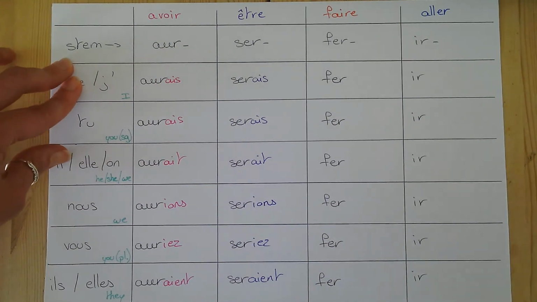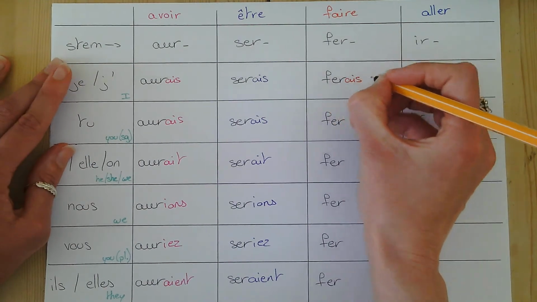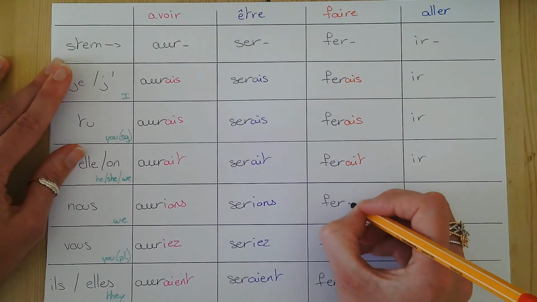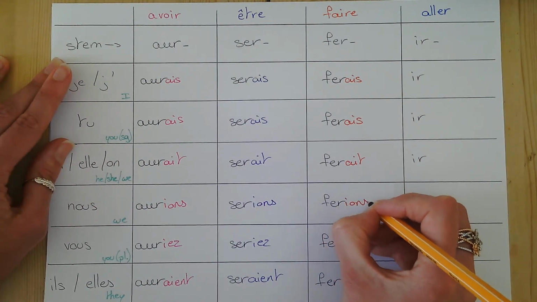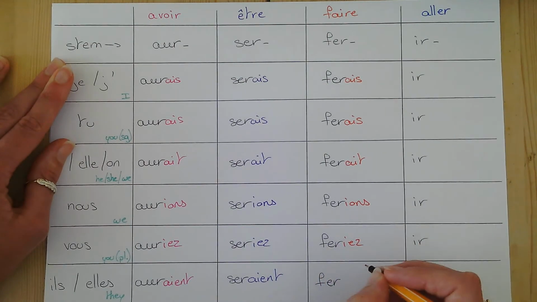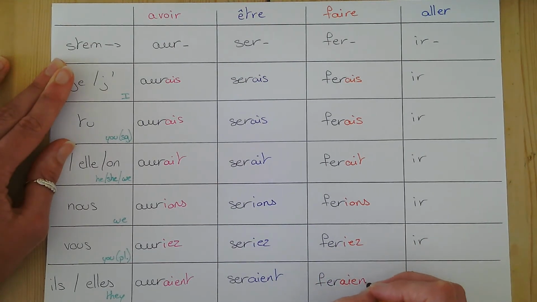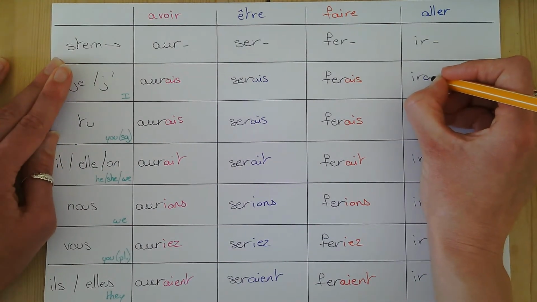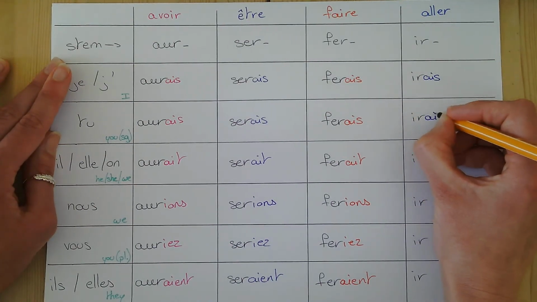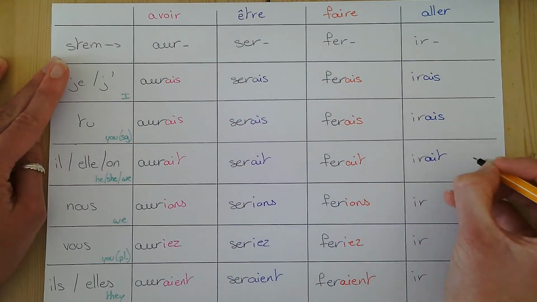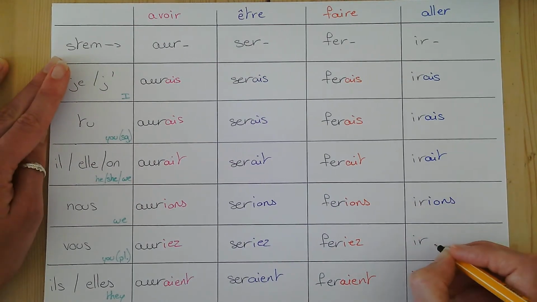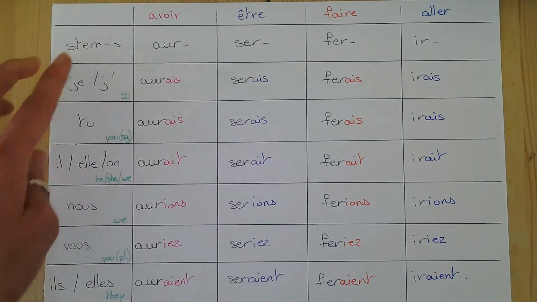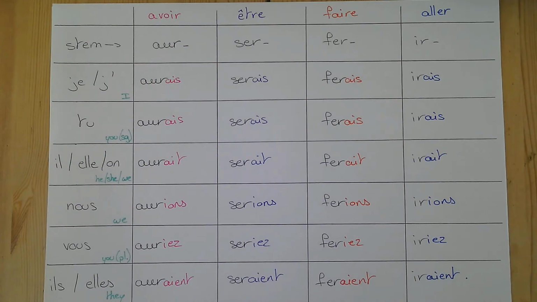Then the verb to do, I would do, you would do, he or she or we would do, nous, that's IONS, we would do, you plural would do, and they would do. Therefore, you can easily imagine the endings here. I would go, you would go, he, she, we would go, we would go again, you plural would go, and they would go. So here we are with the irregular verbs.